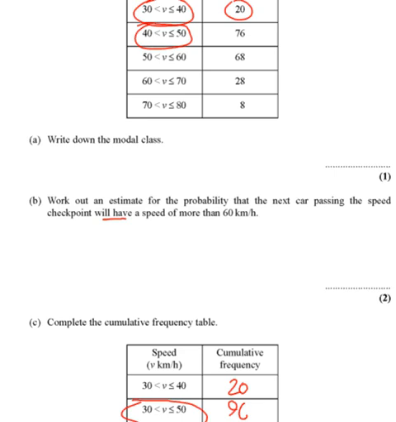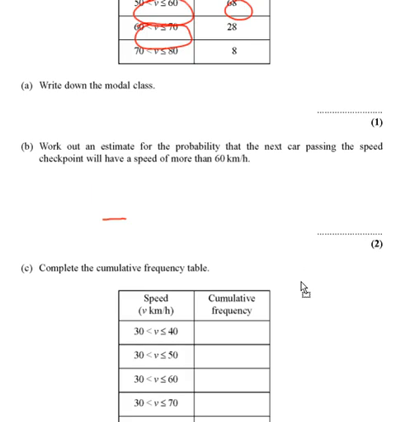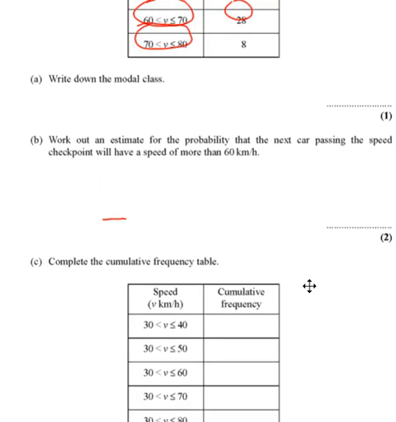We get 96. If we keep this moving up, it's basically just a running total. So the numbers are going 20, 76, 68, 28, and we just keep adding them on. So we've got 20, then 20 plus 76 is 96, and keep adding the numbers, we get 164, plus 28 gives us 192, and obviously it makes up to 200 at the end because there's 200 cars in total.